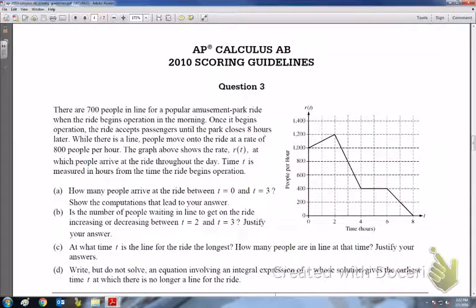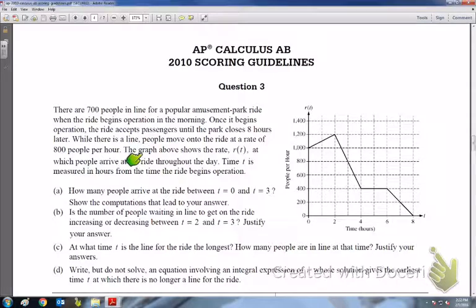So people are coming and getting in line, getting on the ride. It says, while there is a line, people move onto the ride at a rate of 800 people per hour. So remember how we've talked about how units are very important. If we look at the units up here, this is 700 people. That's talking about the original function. So originally there were 700 people. This is talking about a rate. People are moving onto the ride, which means that the line is getting shorter at a rate of 800 people per hour. So this is a negative rate.